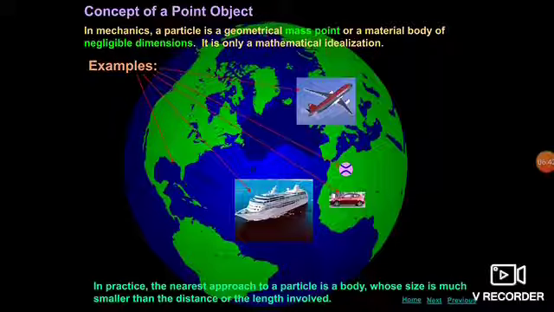You are going from Delhi to, suppose, any state. Suppose you are going from Delhi to say Punjab, or you are going to Gujarat. The distance covered by your car or by the bus or by the train is very huge compared to the dimension of that particular body, car, train or something. So we will consider them as a point object.